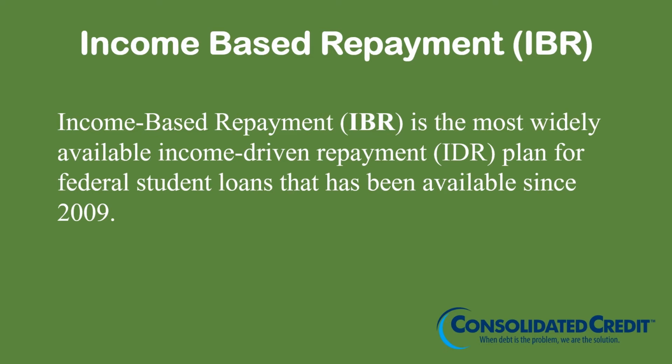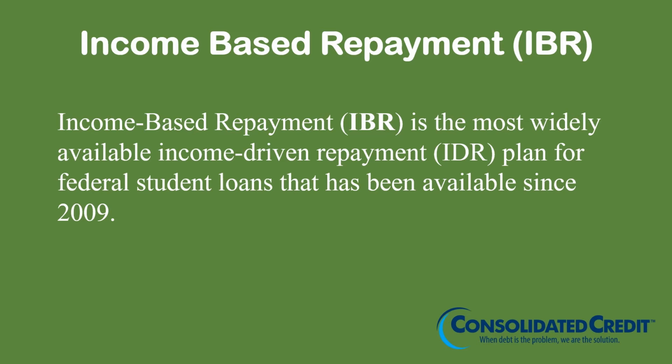So how does IBR make payments more affordable? Well, IBR uses a kind of sliding scale to determine how much you can afford to pay on your federal loans. If you earn below 150% of the poverty level for your family size, you are required to pay a loan payment of $0. If you earn more, your loan payment will be capped at 15% of whatever you earn above that amount.